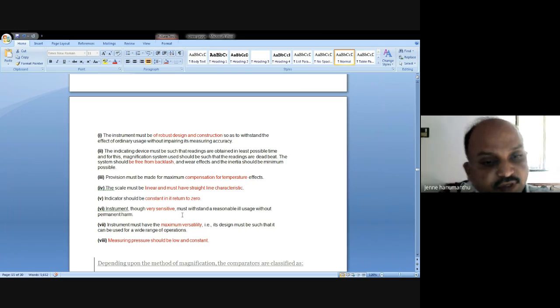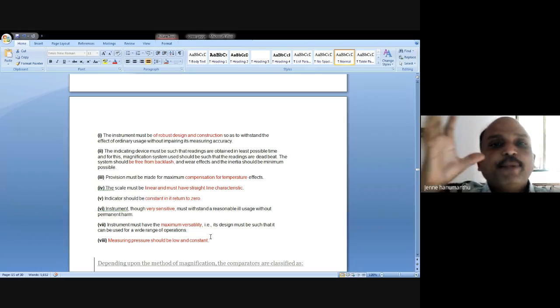The instrument must be maximally versatile. Versatile means it should be applicable for a wide range of operations.